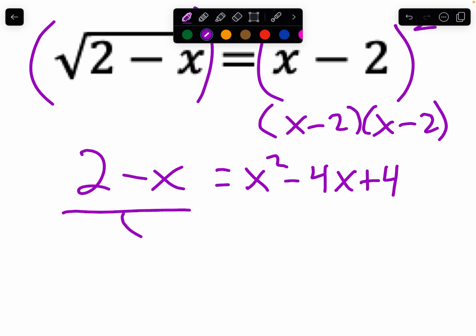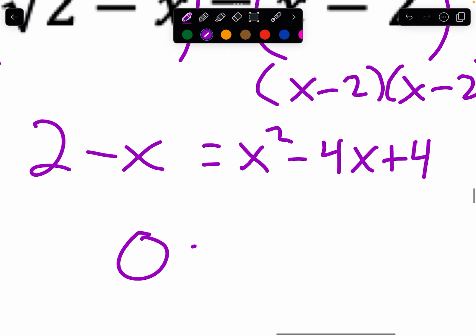And for my money, I'm going to move these over to the right to make sure my quadratic term is positive. Just easier for me to factor when I do that. So when I add this x over, I'll then have a minus 3x. And when I subtract this 2 over, I'll then have a plus 2.